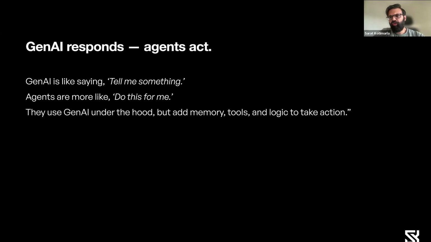Before we get into building agents, there's always some kind of discussion about Gen AI and agents. How are they different? Just at a very high level, Gen AI is like saying, "Tell me something." For example, ChatGPT, draft me a letter, tell me this. And agents are more like, do this for me, doing a specific task. They use Gen AI under the hood, but we add other components like memory, tools, and logic to take action.